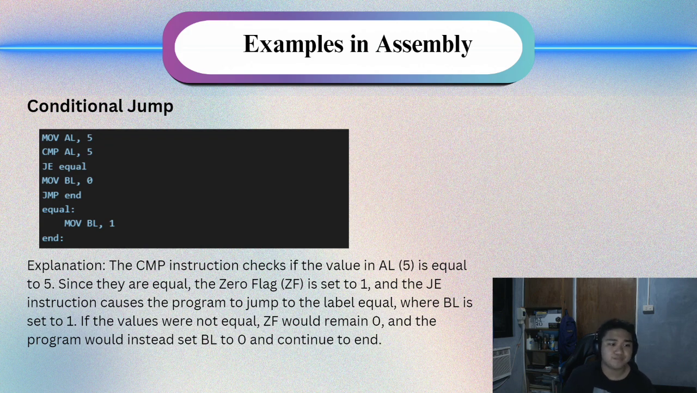Conditional jump. The CMP instruction checks if the value in AL is equal to 5. Since they are equal, the zero flag is set to 1, and the JE instruction causes the program to jump to the label equal, where BL is set to 1. If the values were not equal, ZF would remain 0, and the program would instead set BL to 0 and continue to end.